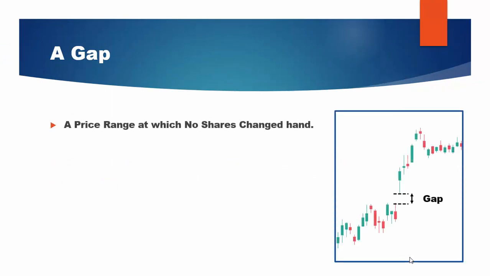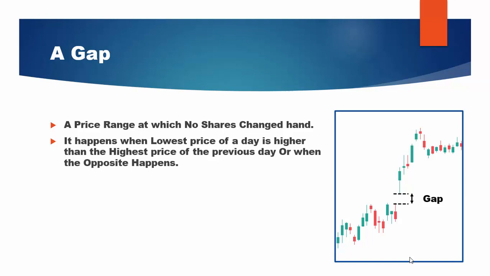Okay, first let's define gap. What is a gap? A gap is a price range in which no shares changed hands. This means that we see somewhere inside the chart that no trades have taken place there. In a daily chart, it happens when the lowest price of a day is higher than the highest price of the previous day, or when the opposite happens. We have of course some gaps inside the day which are not visible in a daily chart, and you should go to shorter time frames to see them.